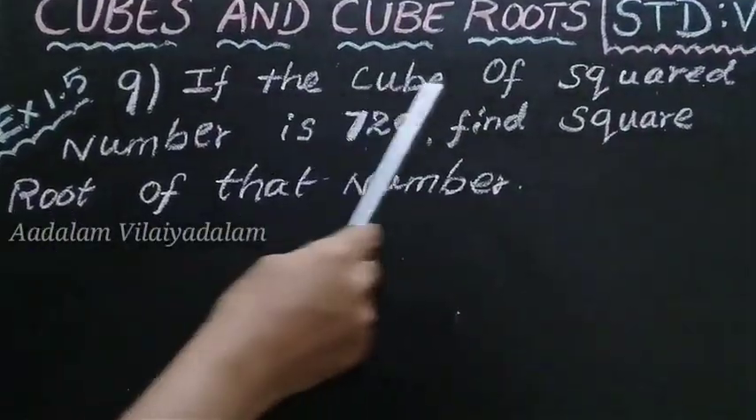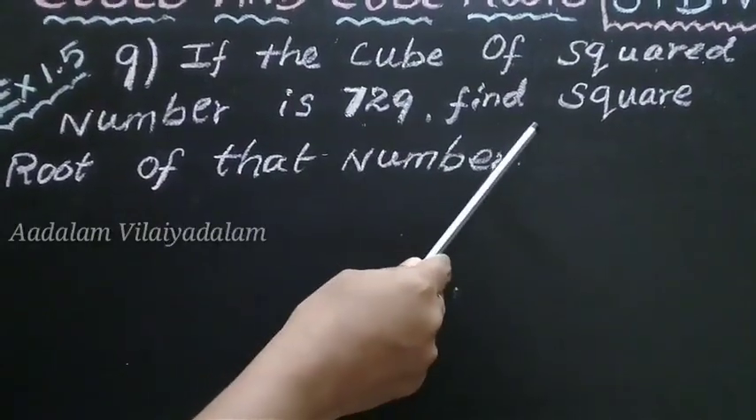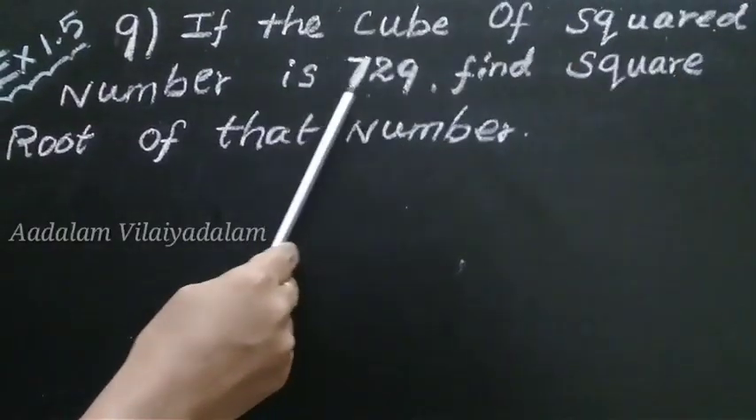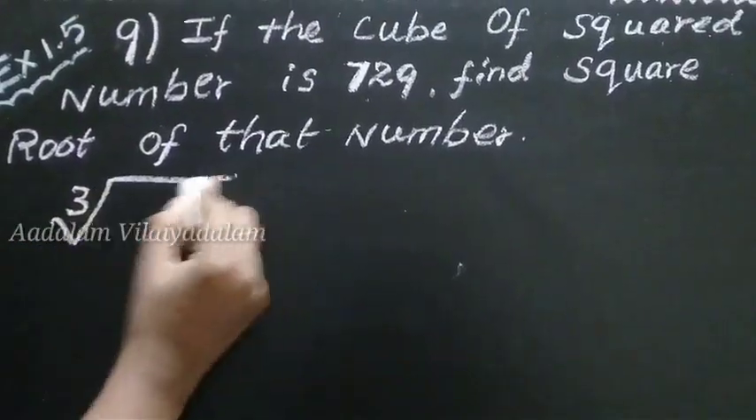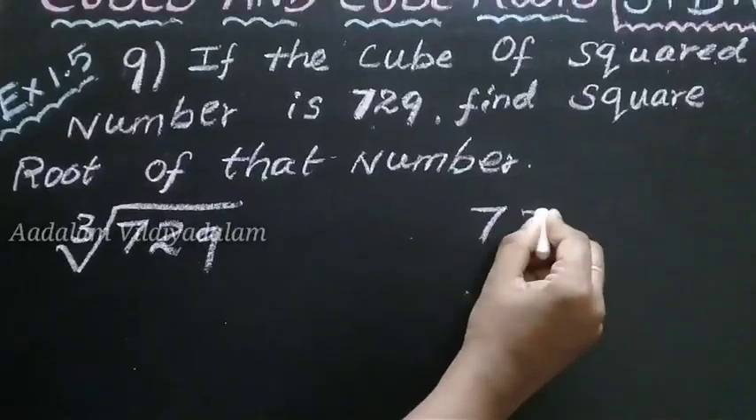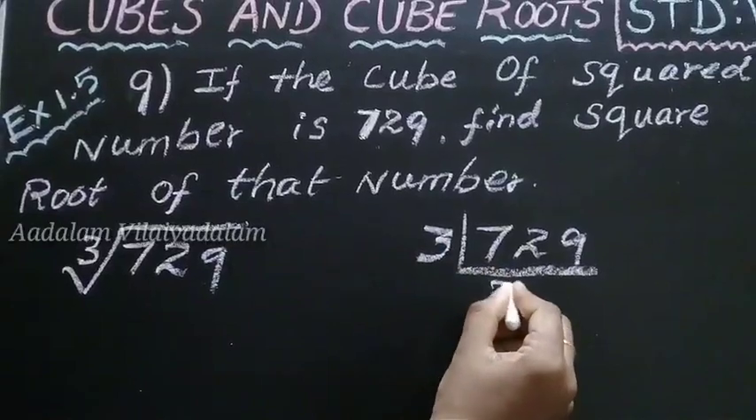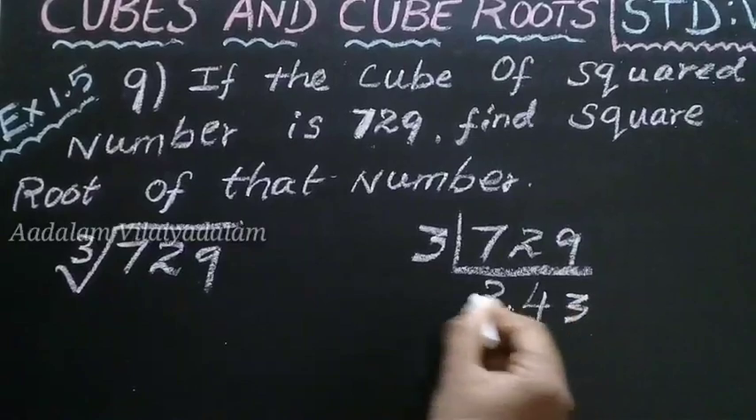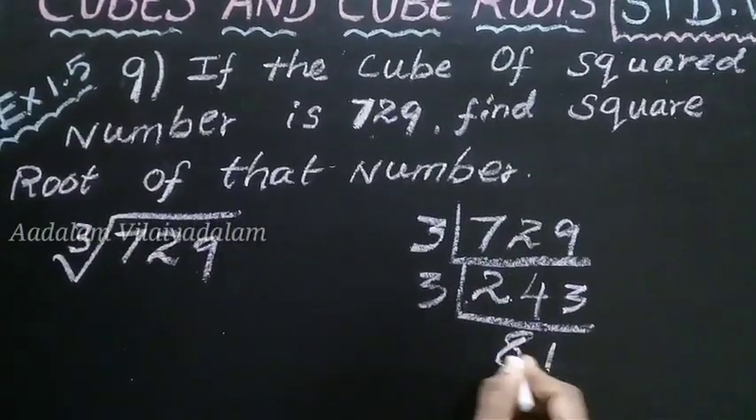Ninth question. If the cube of a squared number is 729, find the square root of that number. First we have to find the cube root of 729. So using the prime factorization method, we can find the cube root of 729. So 729, 3 table possible. 3 2s are 6, balance 1. 3 4s are 12, 3 3s are 9. Again 3 table, 3 8s are 24, 1 3s are 3.